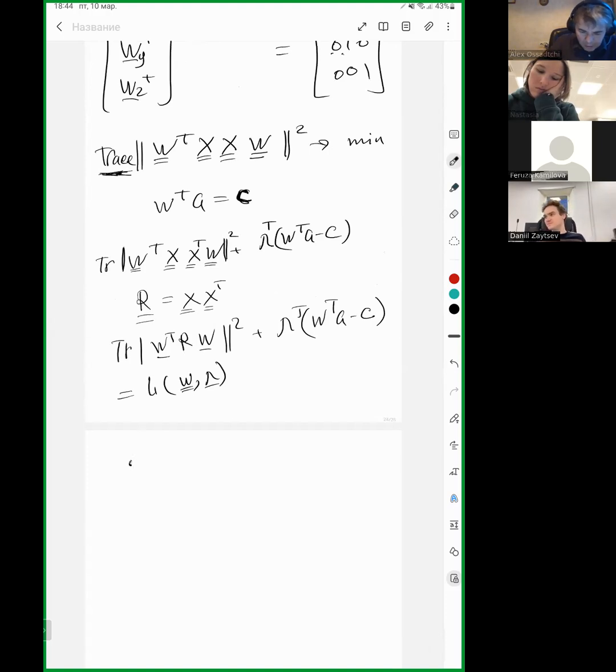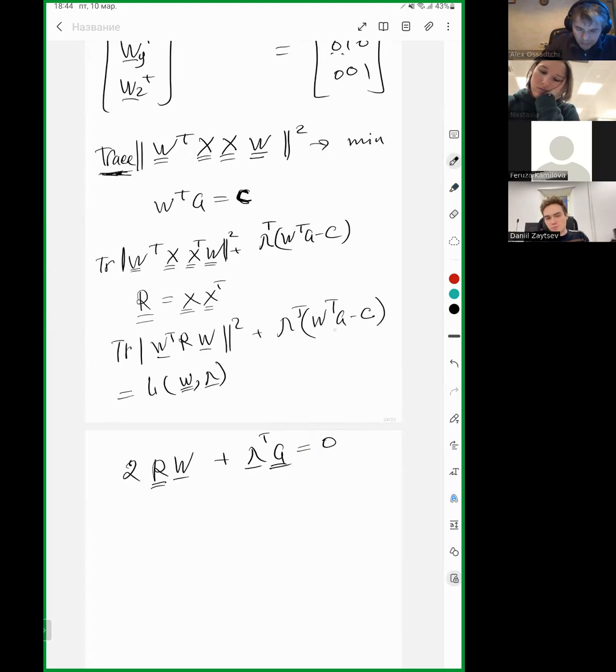You take 2RW from this guy, plus lambda transpose G. And now it's a matrix equation. So this is a set of equations. This is not a single equation, but this is a matrix, this is a vector. This is a vector.